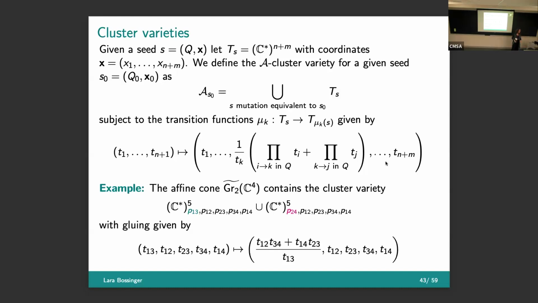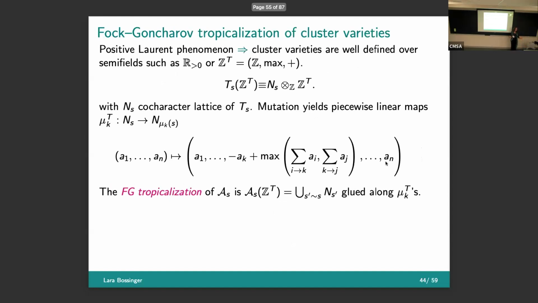Okay. Great. So let's see where we go. If we can work over semifields, let's explore that a bit. Two semifields are probably of interest to this audience. Well, one definitely of interest: the positive real numbers. So this tells us that every cluster variety has a positive part. We do the base change working over positive real numbers, and we have a positive part of a cluster variety.